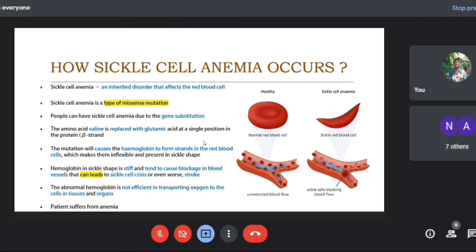So, the mutation will cause the hemoglobin to form strands in the red blood cells, which makes them inflexible and present in sickle shape, which is why this disease is called sickle cell anemia. So hemoglobin in sickle shape is stiff and tends to cause blockage in blood vessels that can lead to sickle cell crisis, or even worse, it also can cause a stroke when there is a blockage in blood vessels in the brain. The abnormal hemoglobin is not efficient in transporting oxygen to the cells in tissues and organs because of its shape, so the patient will suffer from anemia.